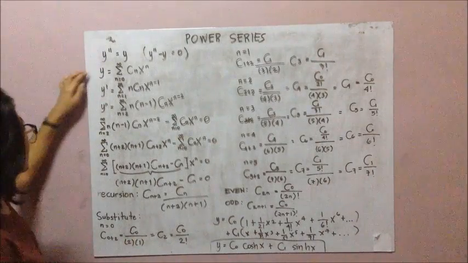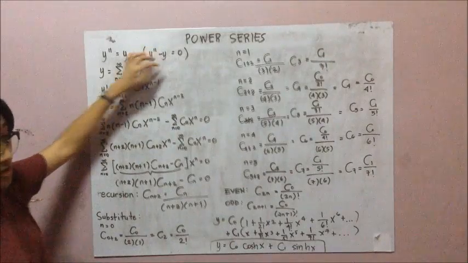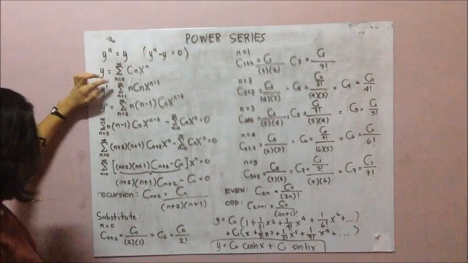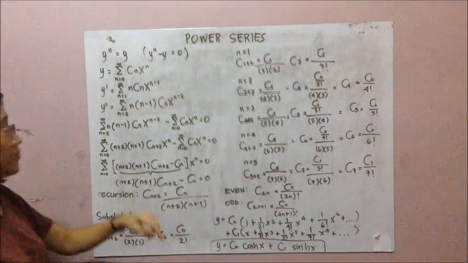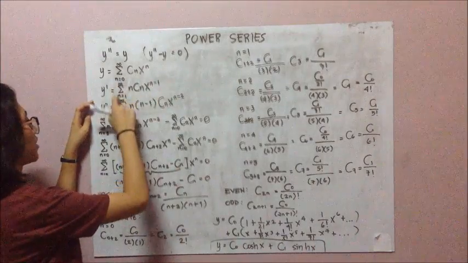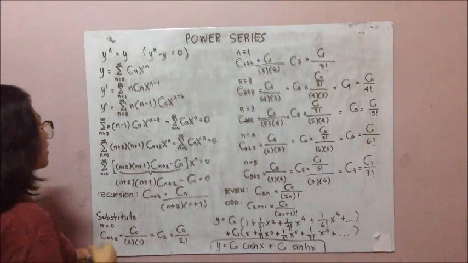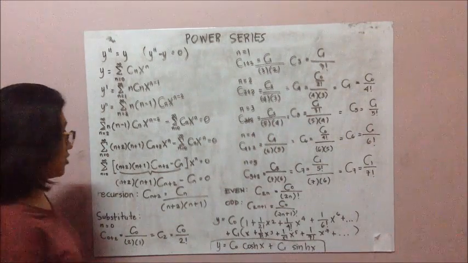For us to get the y prime, we differentiate this equation. So we come up with the summation n equals 1 approaching infinity of n c_n x^(n-1). To get the y double prime, we also differentiate this equation, so we come up with the summation n equals 2 approaching infinity of n times (n minus 1) c_n x^(n-2).